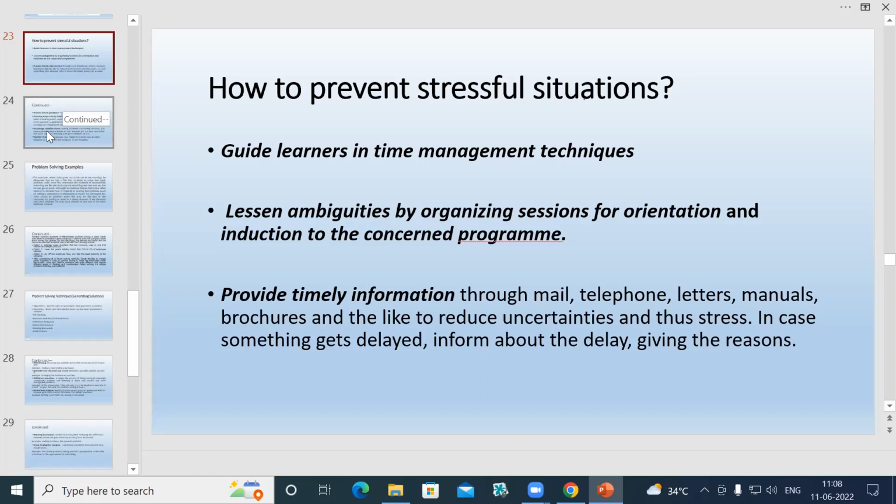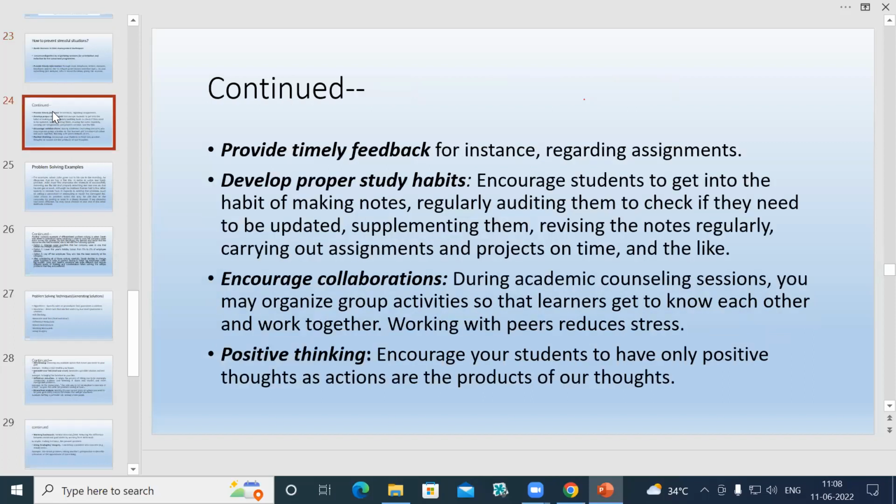These are some examples which create stressful situations among the students. They get anxious about that and come under stress, and we can prevent all these stressful situations, because they again lead to some kind of problem. Next slide, please.